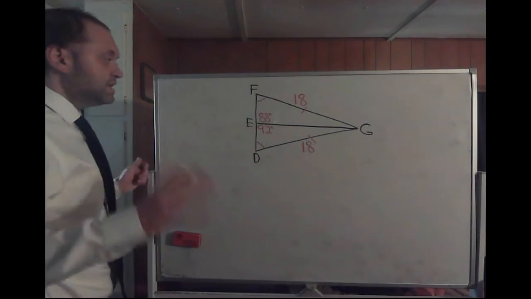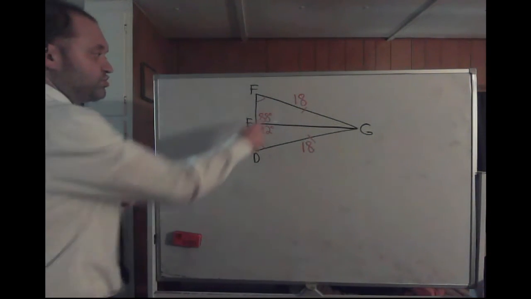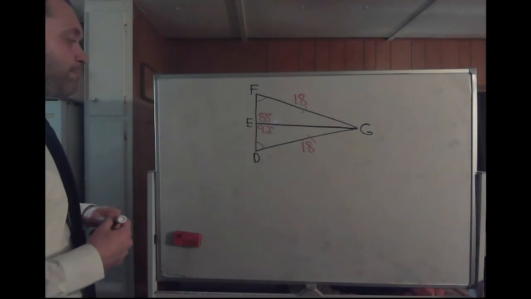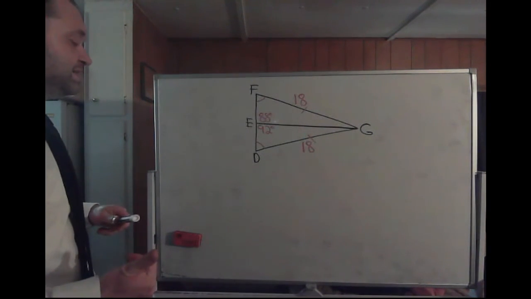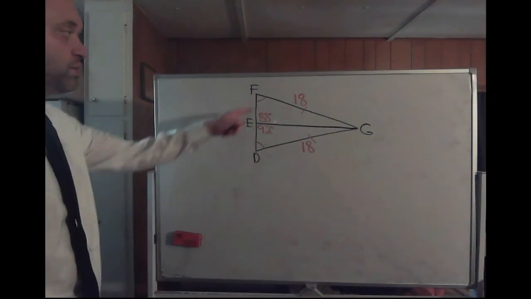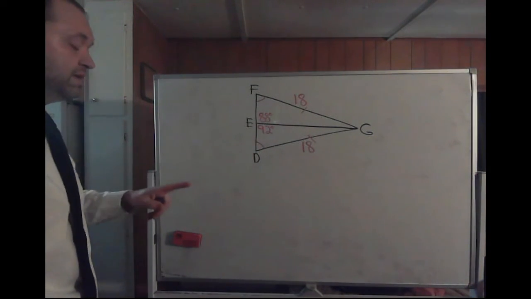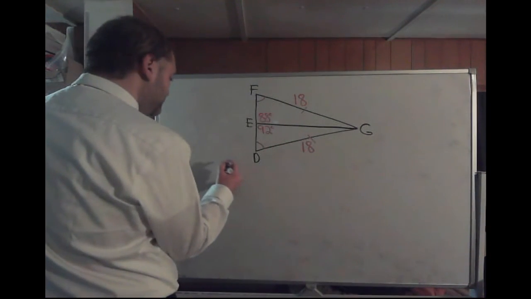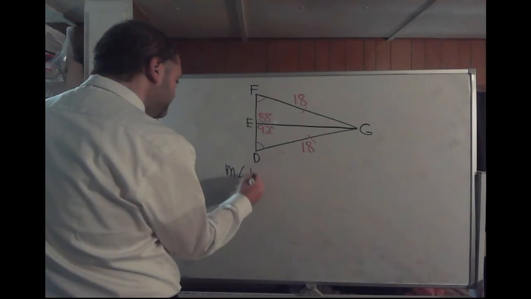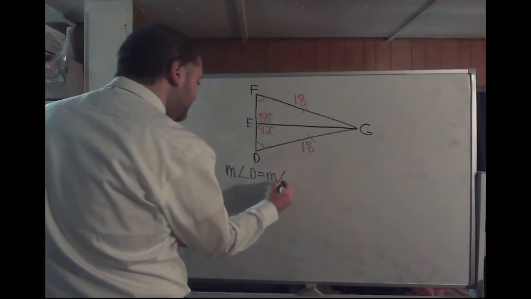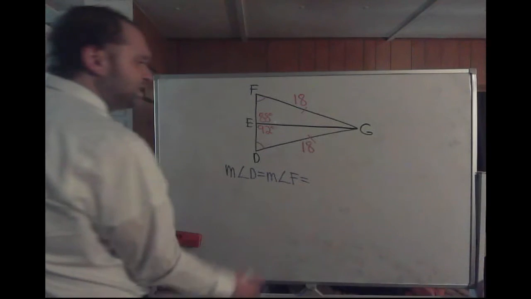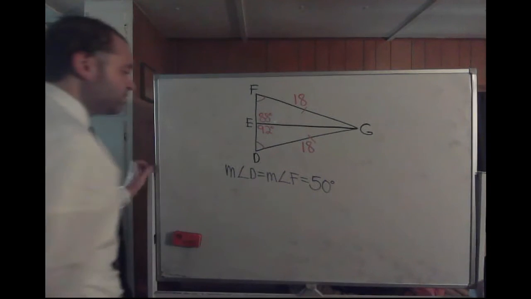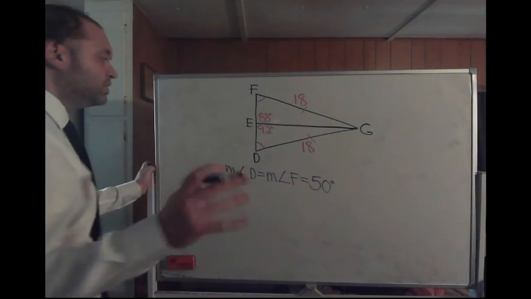So what is that going to look like? We don't know the true measurements of angles F and D, but we do know that they're congruent. So in this case, it doesn't really matter what value we assign angles F and D if they're congruent. Let's humor this for a second. Let's say the measure of angle D equals the measure of angle F. Let's say that they both equal 50 degrees, okay? Let's just say it's 50. So what does that mean?